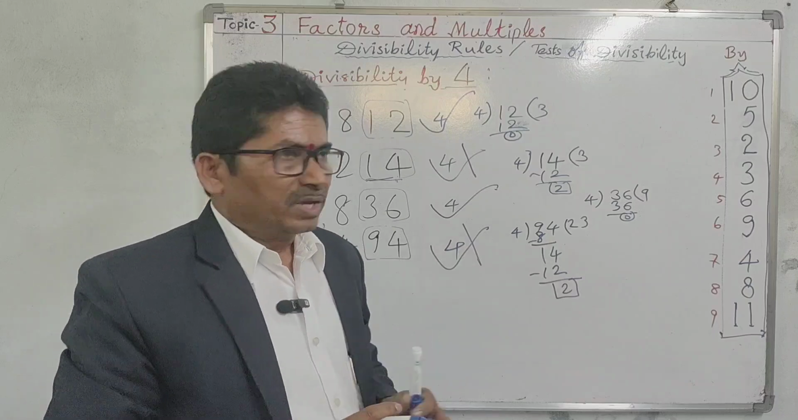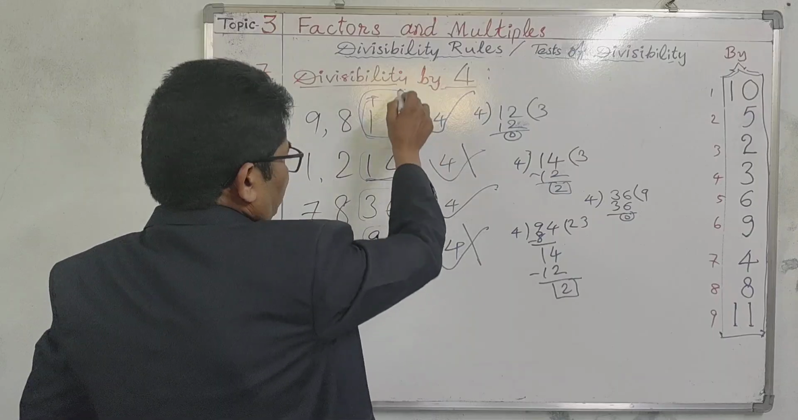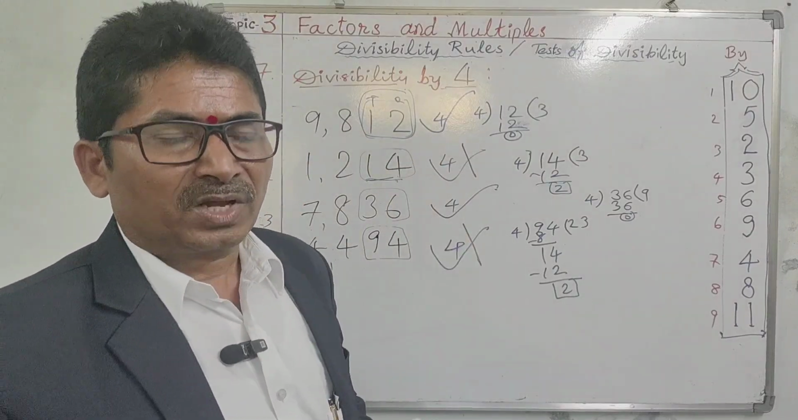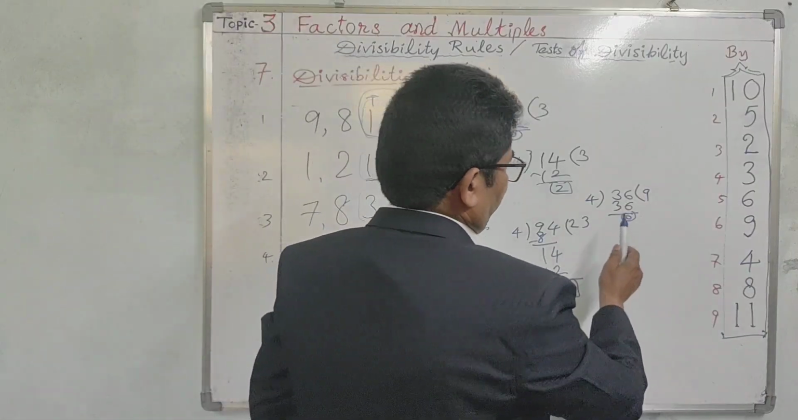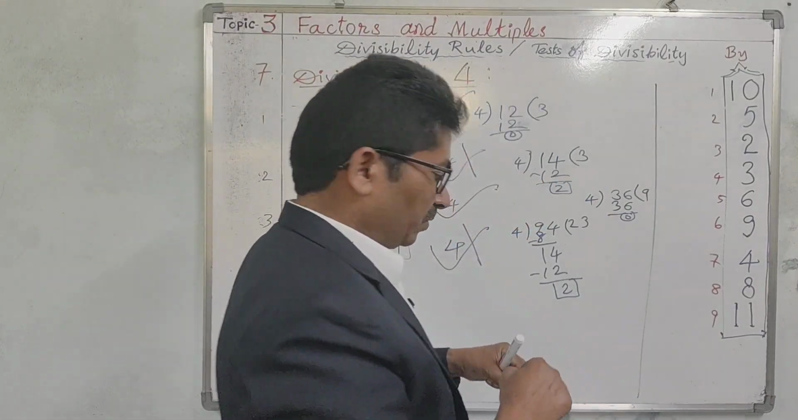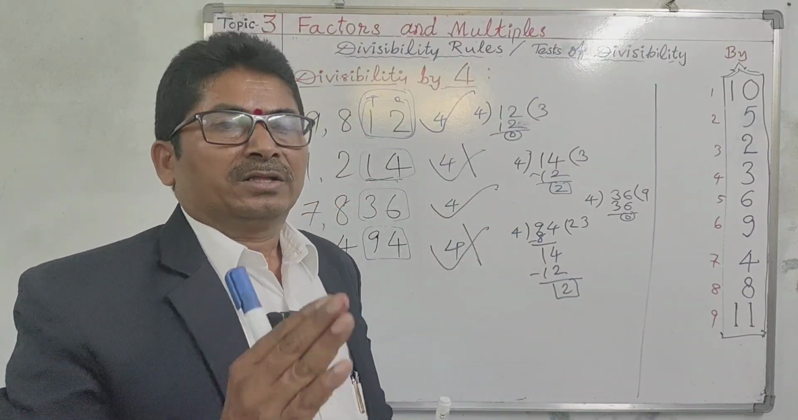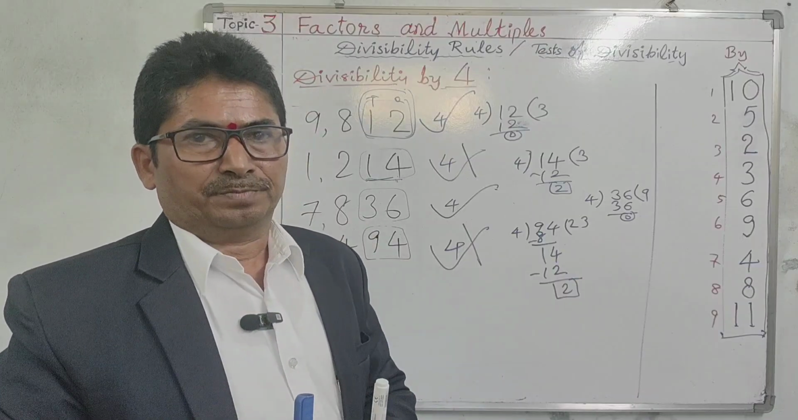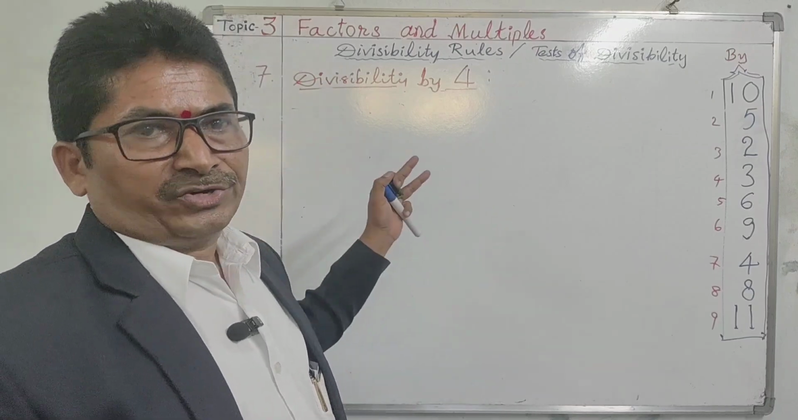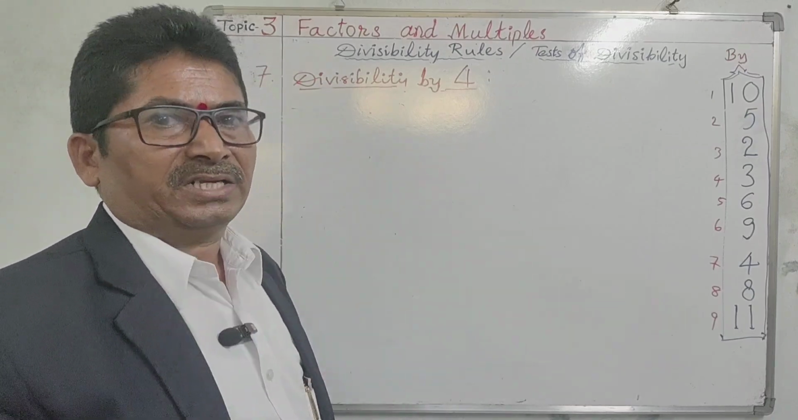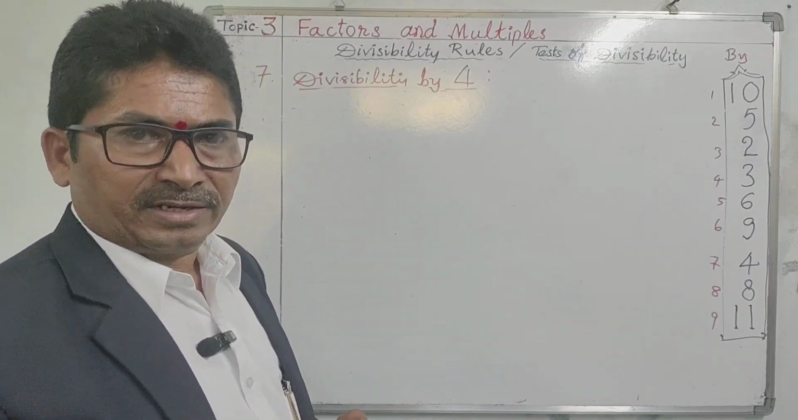Which last two digits, formed by the ones and tens places, are divisible by 4? There is a sequence. I will tell you this sequence. By observing this sequence, we can say which is divisible and which is not divisible. If a number has the following digits in the ones and tens places, then the number is exactly divisible by 4. What are those digits we can see here?